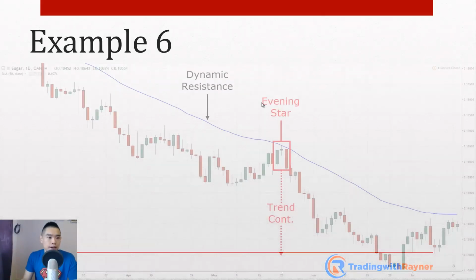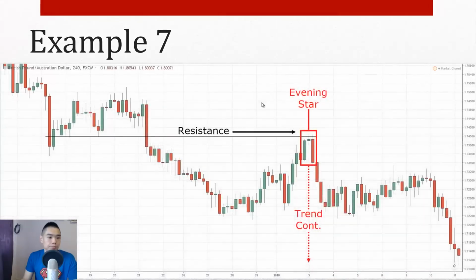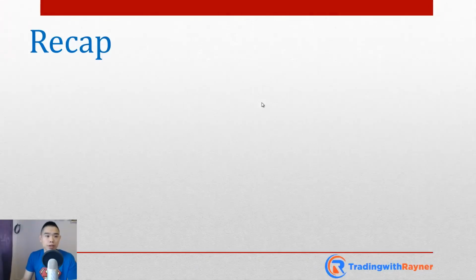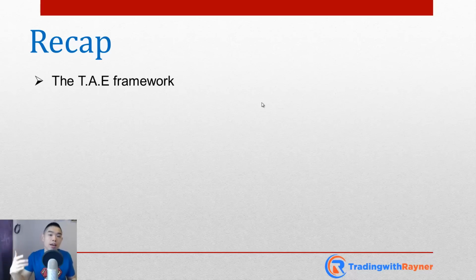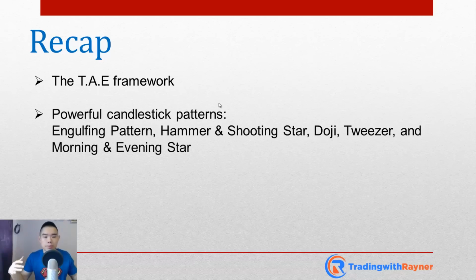Okay, with that said, we've covered this. Let's do a quick recap, shall we? What have we learned so far? We have spoken about the framework: the trend, area of value, and entry trigger. If you look for these three things, you can find high probability trading setups in bull markets and bear markets. Then we spoke about the candlestick patterns that you might want to pay attention to: the engulfing pattern, the hammer, shooting star, doji, tweezer tops and bottoms, and morning and evening star. So that's pretty much what we have covered. So yep, that's a recap.